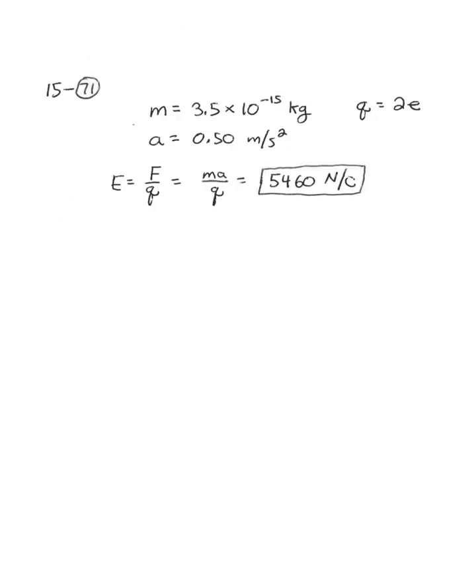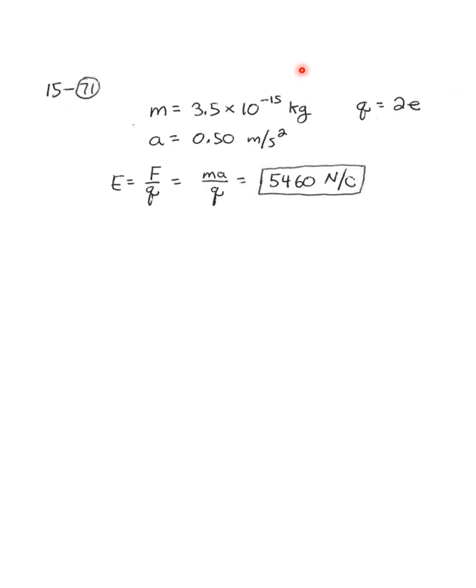Number 71, a small bit of photocopier toner having mass of 3.5 times 10 to the negative 15 kilograms carries a net charge of 2e and has an acceleration of 0.5 meters per second squared. What is the magnitude of the electric field that causes that acceleration?